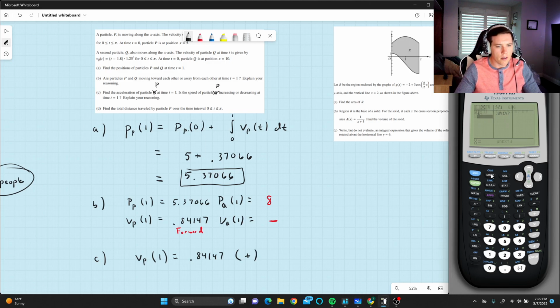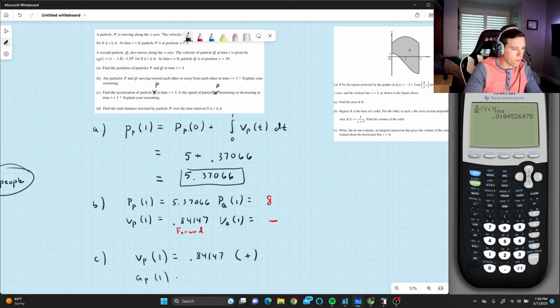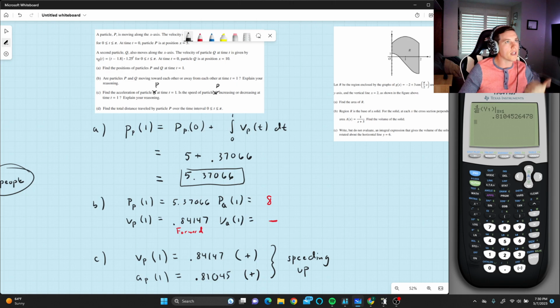To find the acceleration, don't do it by hand. Math 8. And then you already have your function stored as your velocity. So variables, y variables, function y1, d, and then at 1, and we get 0.81. Okay, I thought it was the same value for a second. So the acceleration at time 1 for particle P is 0.81045, which is positive. And since both of these are positive, we would say speeding up. You don't have to say in the forward direction, but you say the speed is increasing or speeding up.